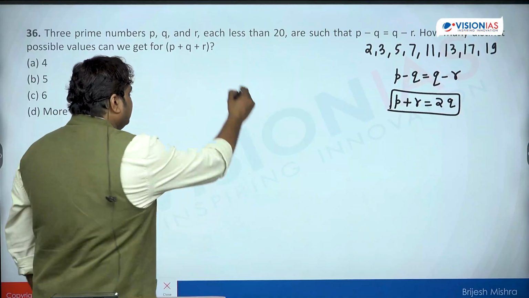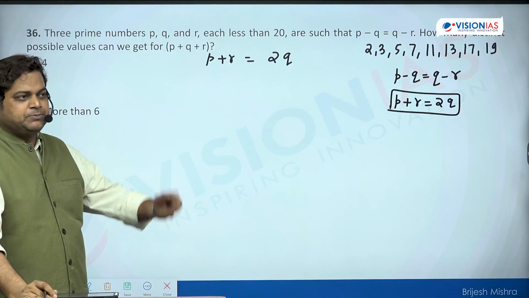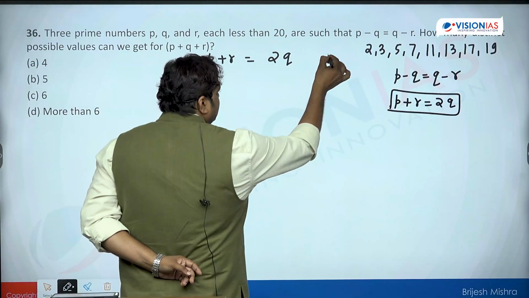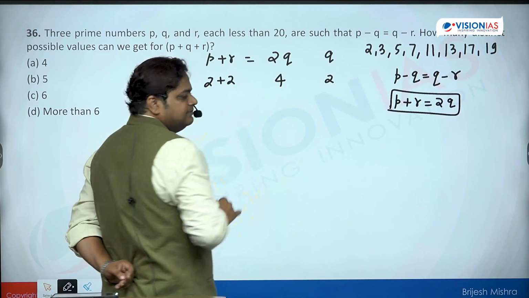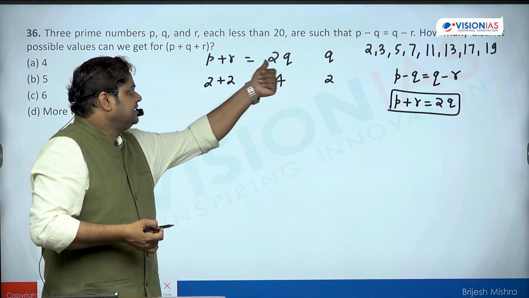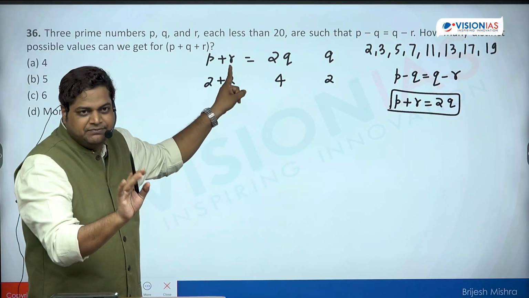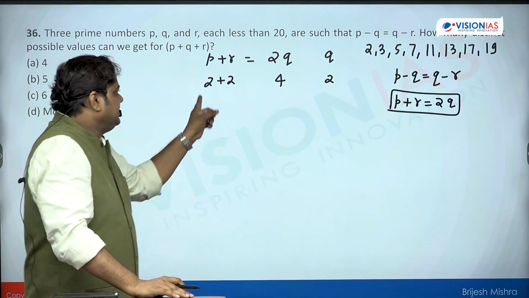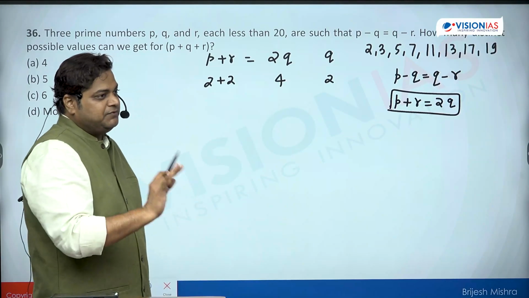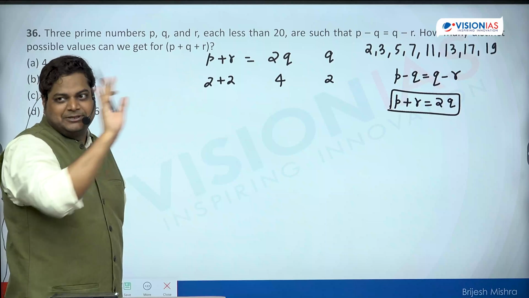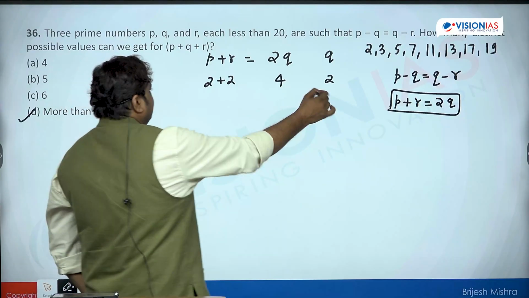So P plus R is equal to 2Q. So we can start with Q. The smallest prime number is what here, 2. If we take Q value as 2, then this value is 4. P plus R, we can get this way only. 2Q is what? 4. Only one possibility, 2 plus 2. These two must be prime numbers only. We cannot write 1 plus 3, 1 is not a prime number. But here what is happening? All the 3 are same numbers. So if all the same can be a possibility, then it is more than 6. But if they are distinct, then we need to check further.